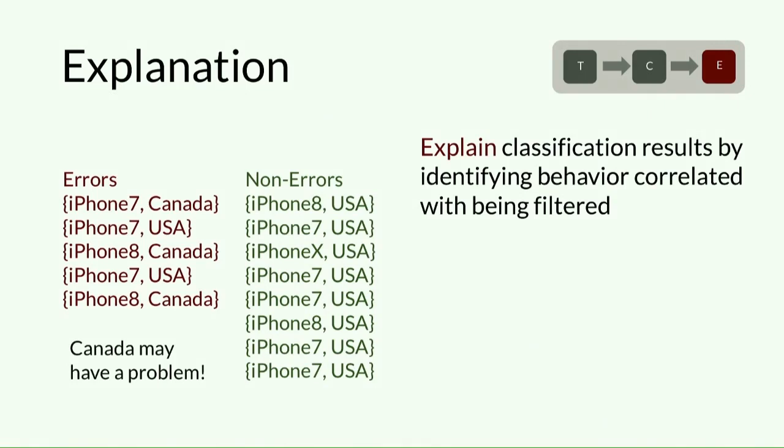I've got a bunch of examples of errors. I've got a bunch of examples of non-errors. And so, if you eyeball this right away, what you might realize is that Canada is probably at fault here, because it never shows up in the non-errors case, but it's only showing up in the errors. Something is wrong with Canada in this particular example.